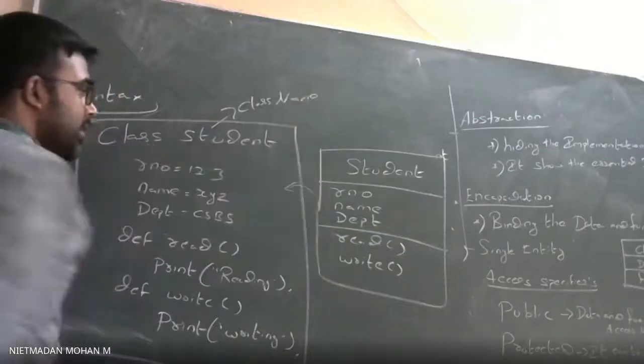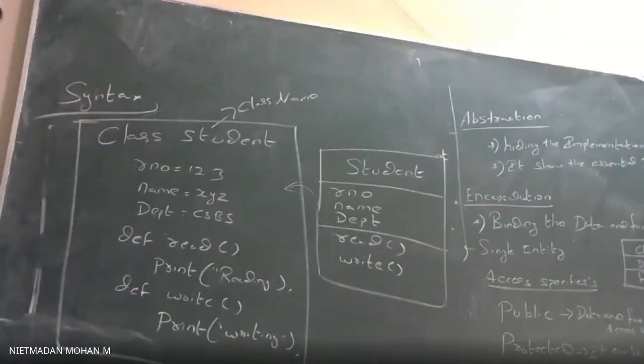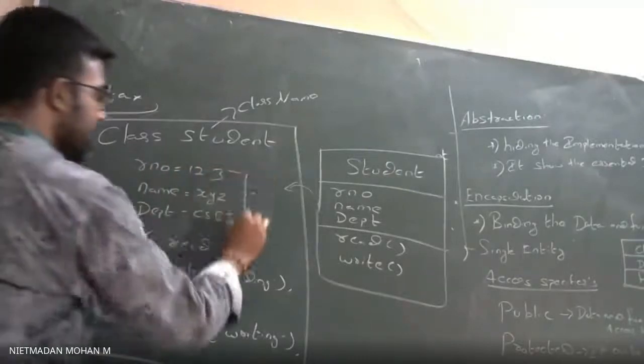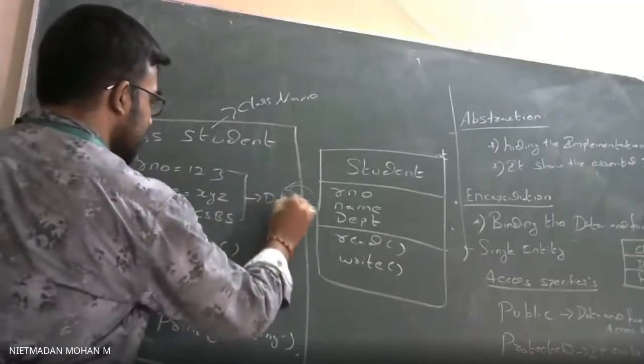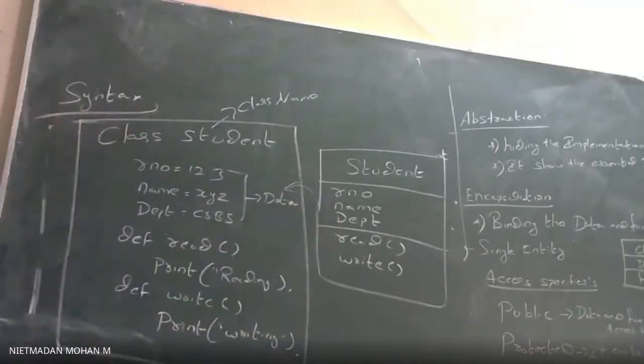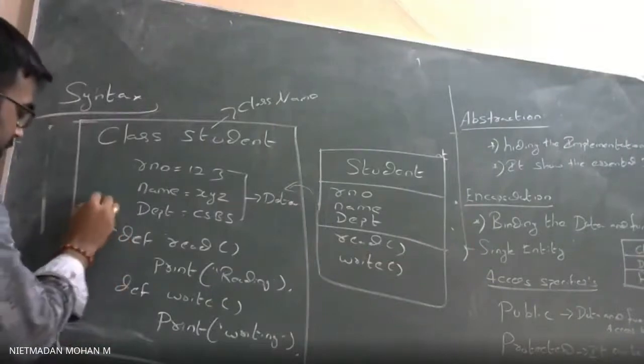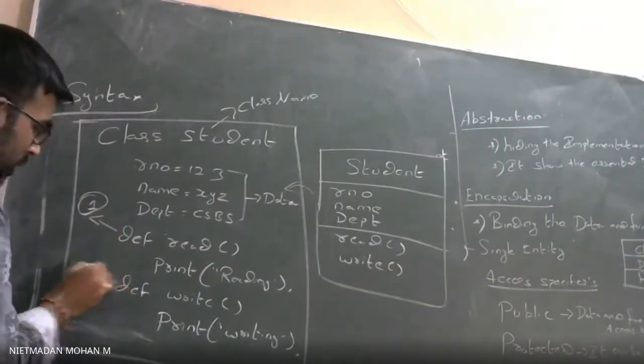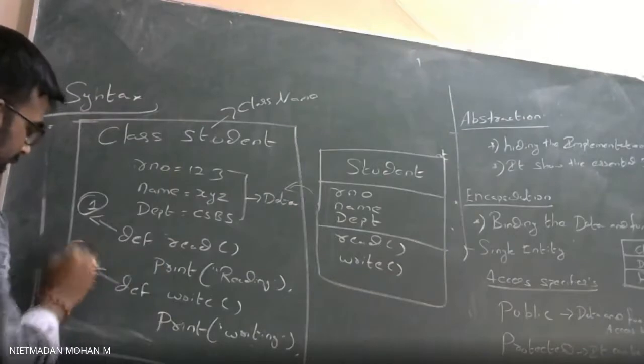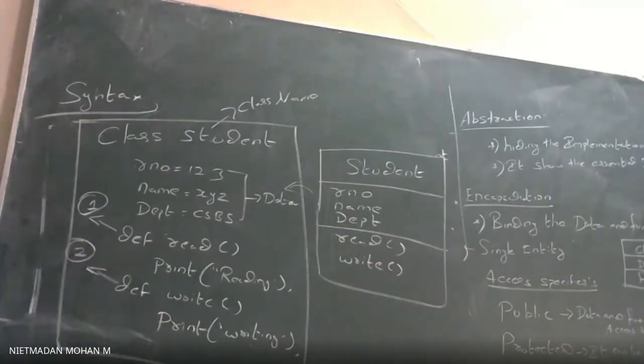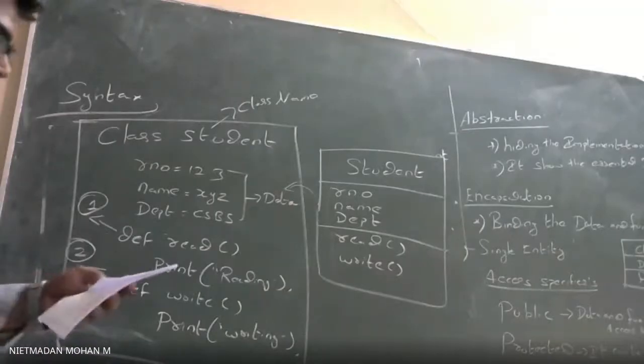And what are the data over here? Roll number, name, date. Yes, so these three will be the data. And what are the functions? Two functions have been used, and these are the functions of the particular class. One function is read, and another function is write. Clear? Yes, sir. So this is the basic structure to write a program.